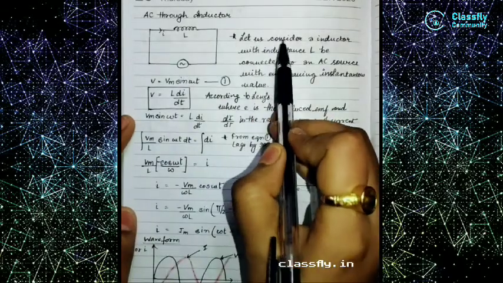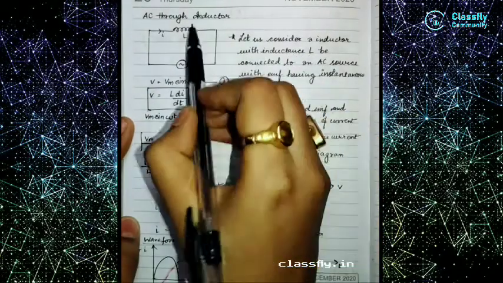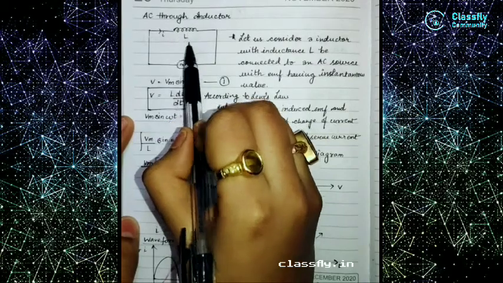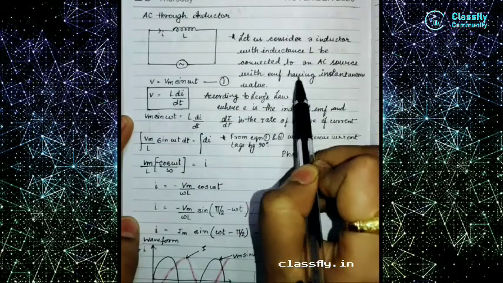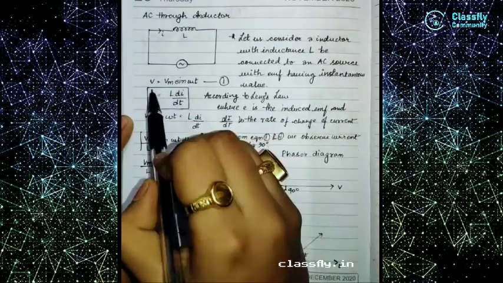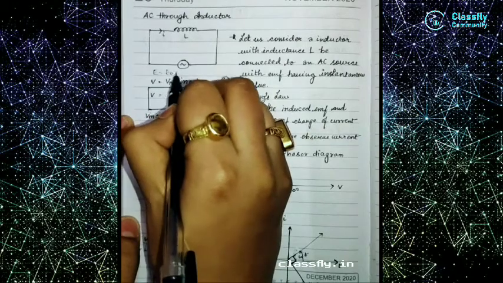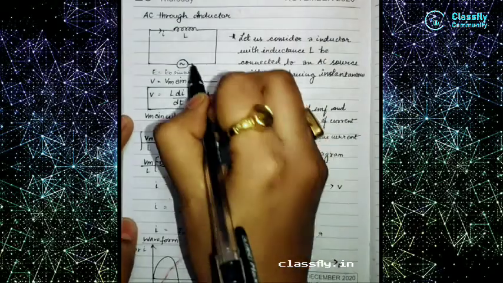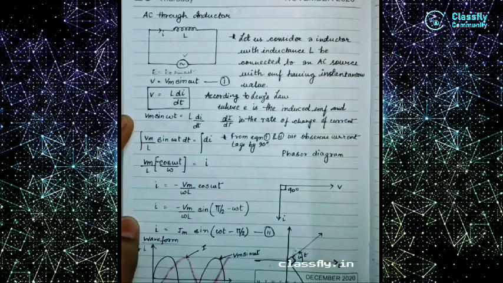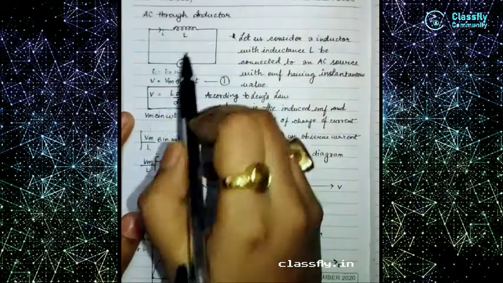So here let us consider an inductor with inductance L. That means this is an inductor whose inductance is L, connected to an AC source with EMF having instantaneous value. EMF means your voltage. Sometimes it is also written as E is equal to E naught sin omega t. E naught and Vm is your maximum voltage, whereas this AC supply is represented as V. As it is in series, we know that the current is the same for all the components.